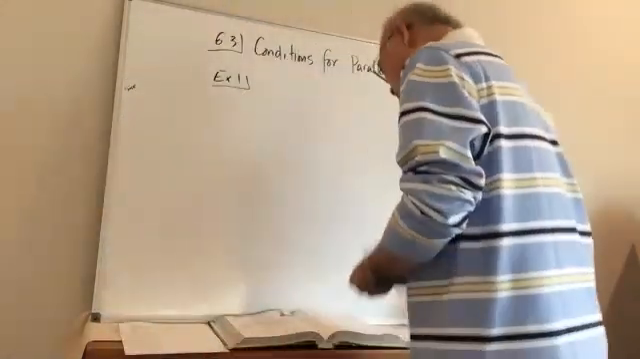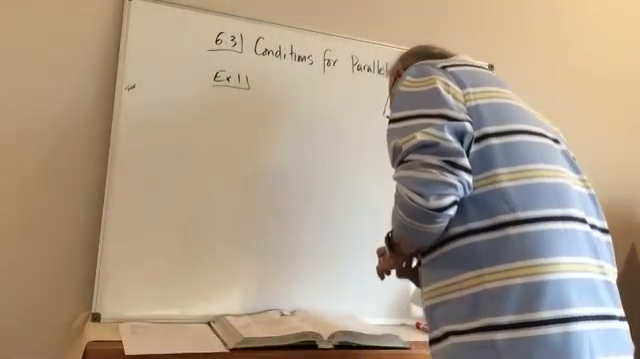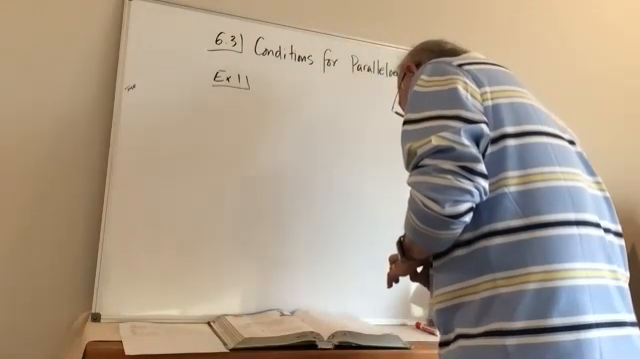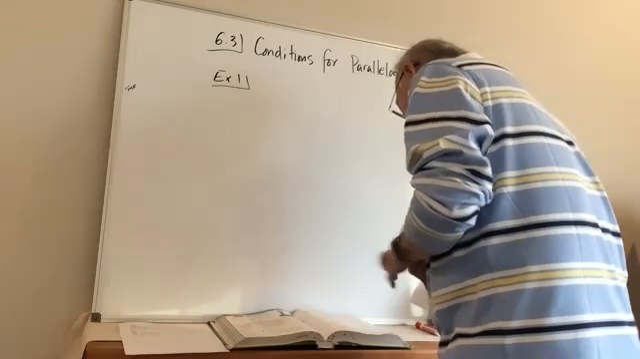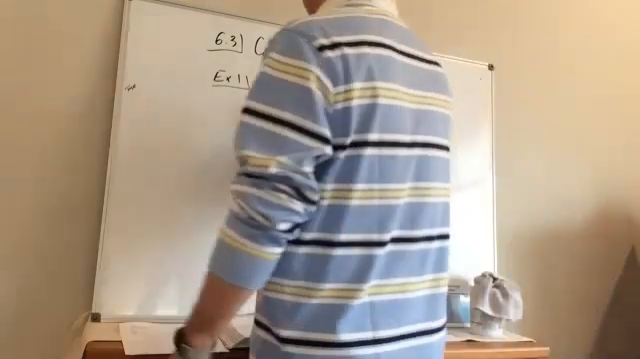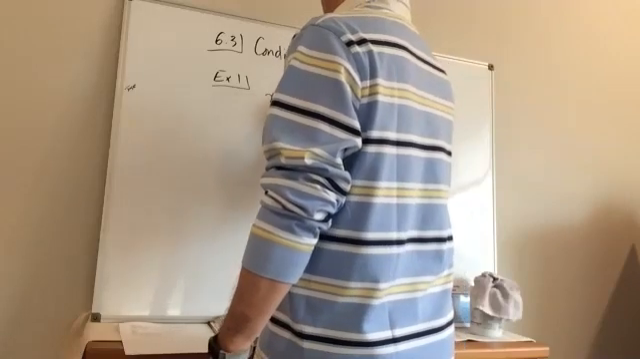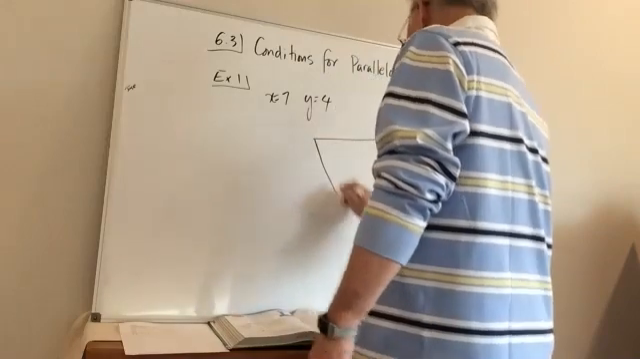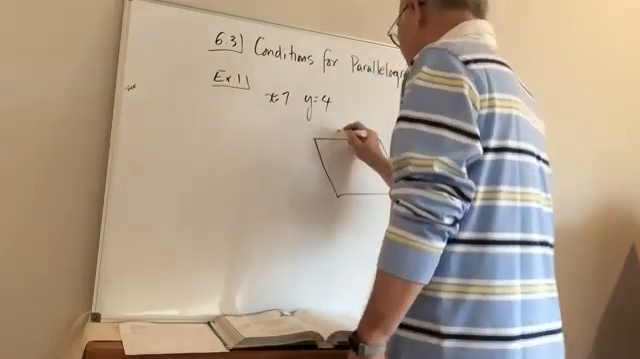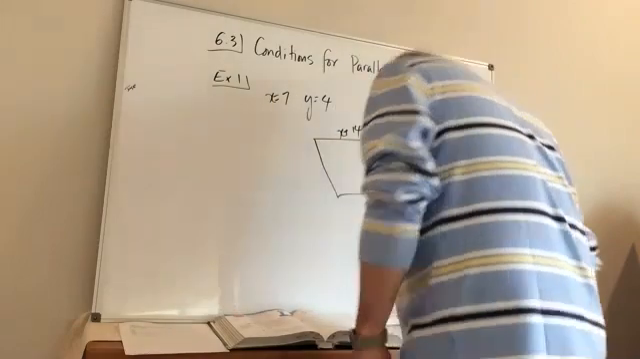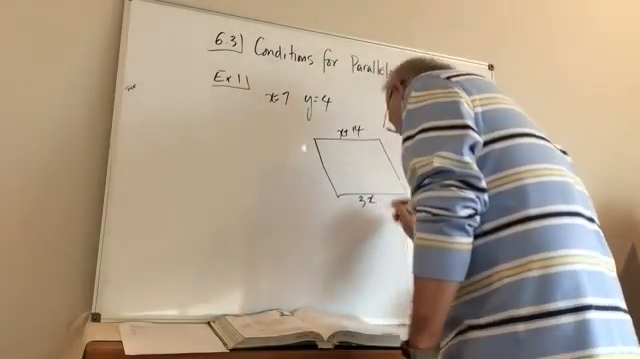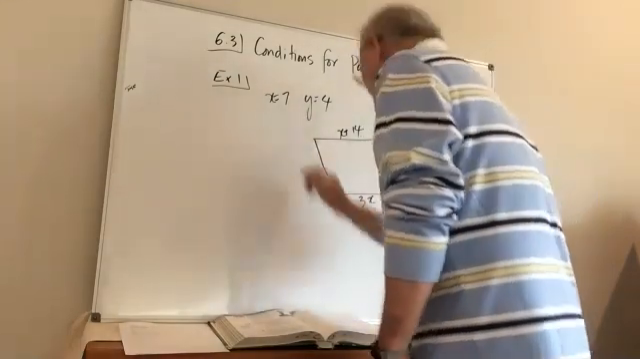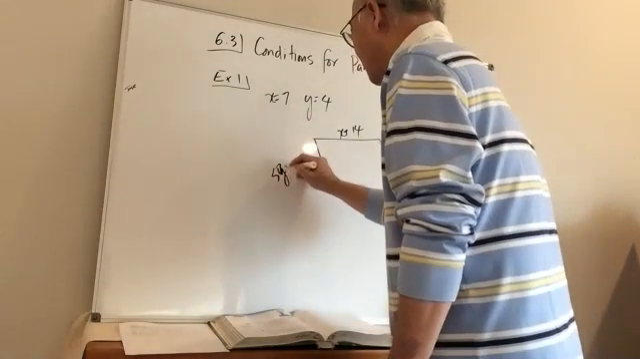Okay. All right. So example number 1. Verifying the figures are parallelograms. A, show that ABCD is a parallelogram for x equals 7 and y equals 4. And we have x plus 14, and then we have 3x, 2y plus 8, and we have 5y minus 4.